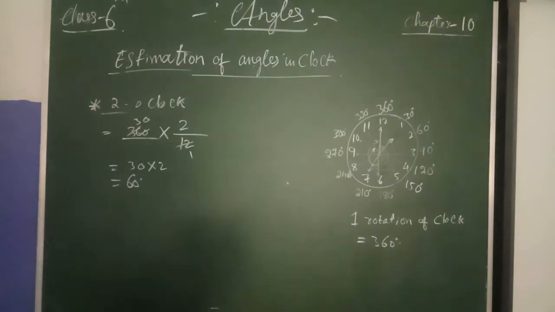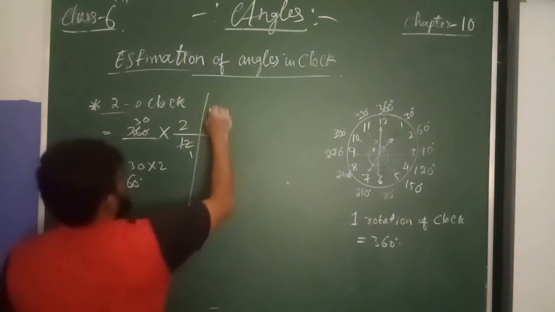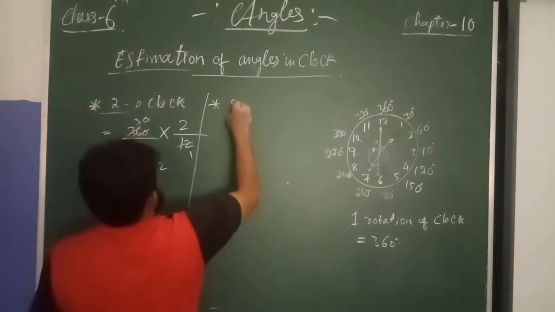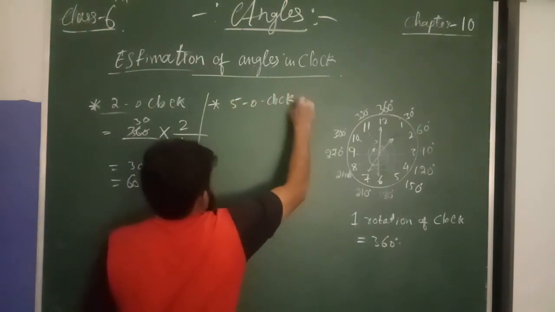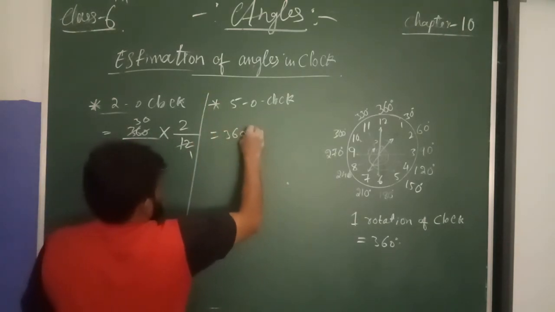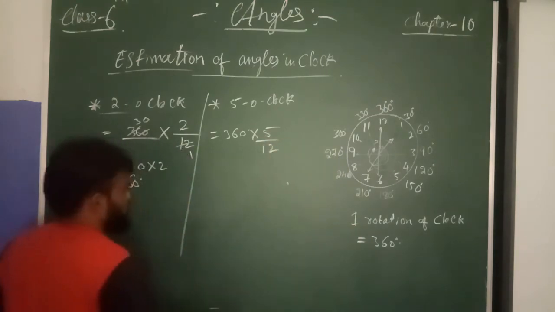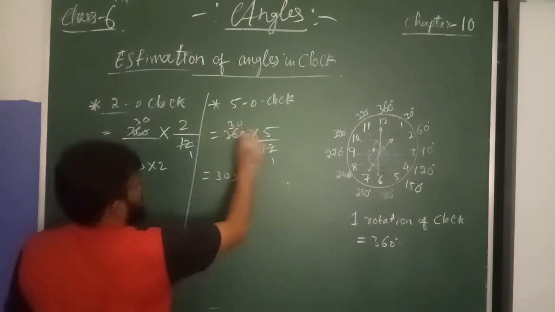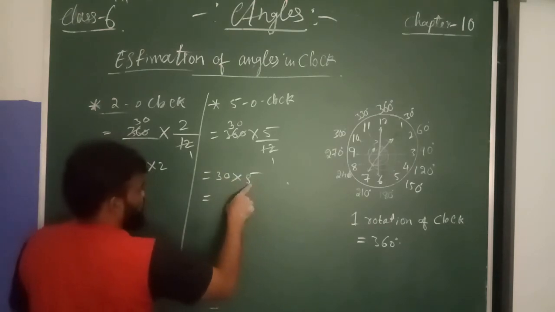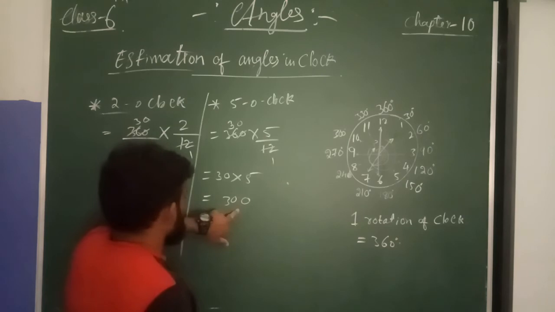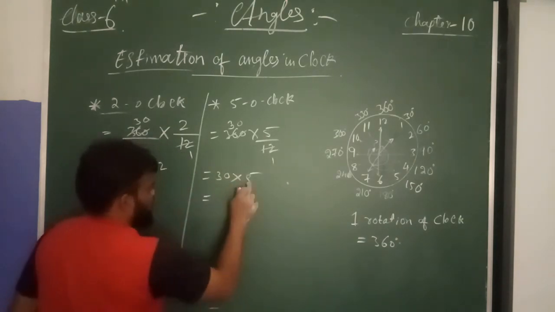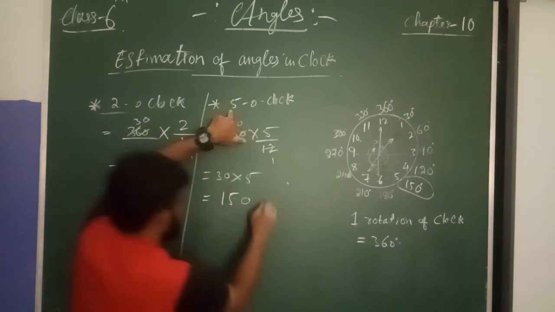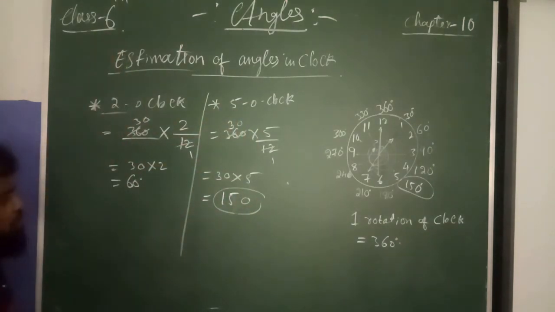Okay. Similarly, I will give another example. See here, 5 o'clock. What is the general formula? 360 into 5 divided by 12. Correct? 12 1s are 12, 12 3s are 36, 12 0s are 0. What is left here? 30 into 5. 5 0s are 0, 5 3s are 15. At 5 o'clock, how many degrees are we getting here? 150 degrees. Like that, we have to solve some questions.